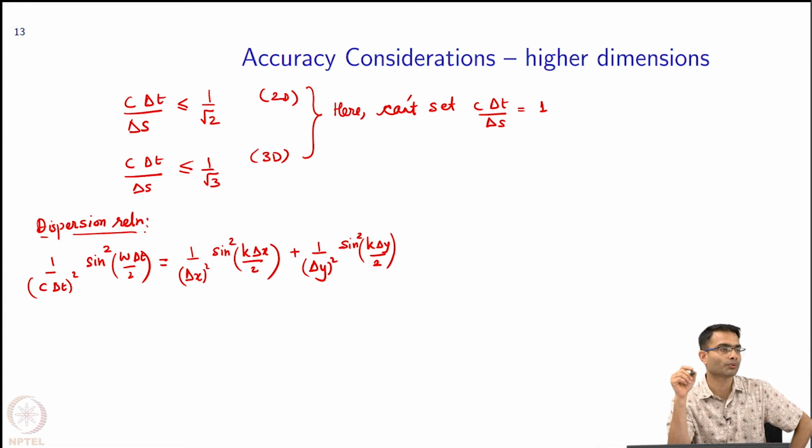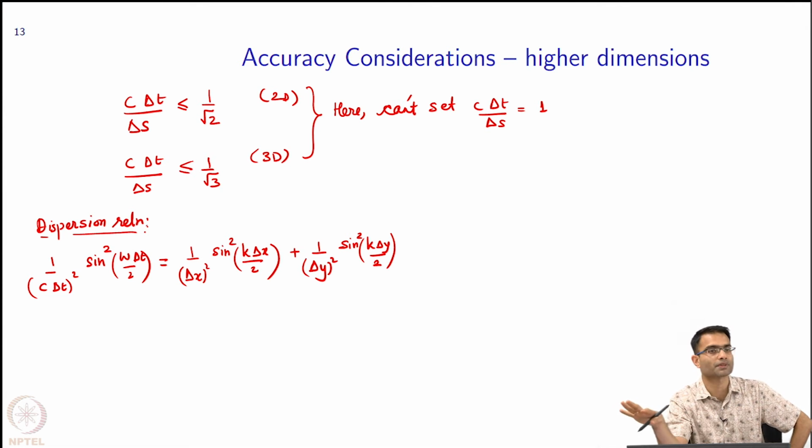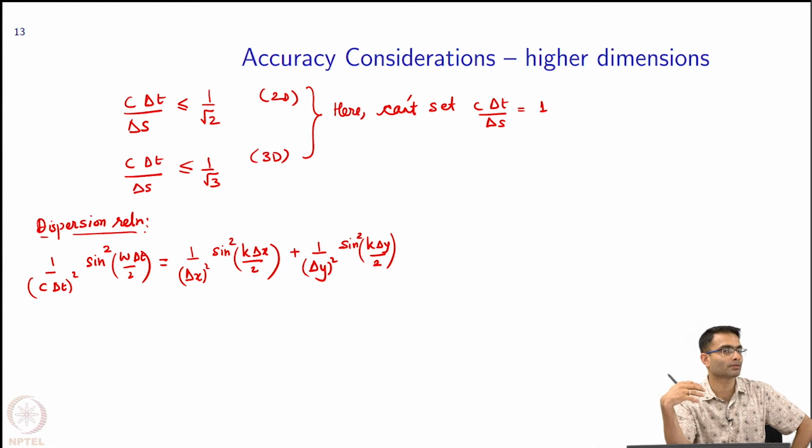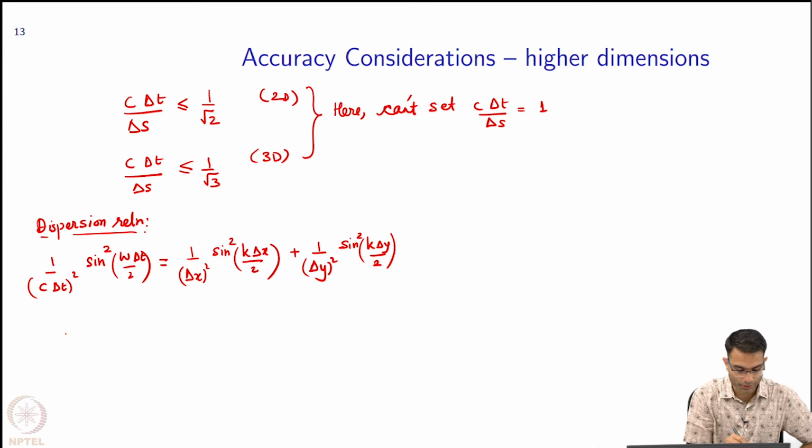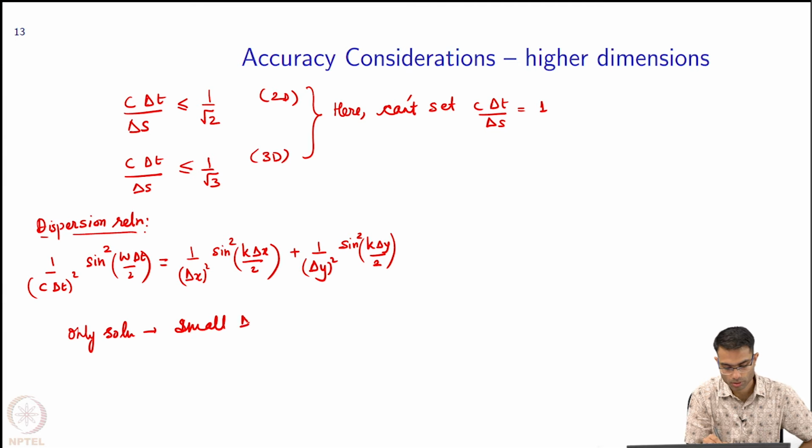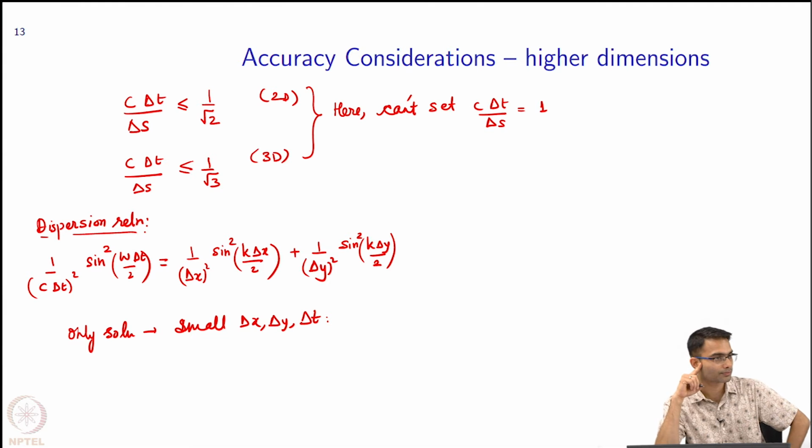Now the same analysis that we did in the previous slide, we would have to repeat it to generate the dispersion diagram over here. What is dispersion? Just the relation between omega and k. Wherever in optics or electromagnetics you hear the word dispersion, it means the relation between frequency and wave vector. So this is a problem. The only solution is small delta x, delta y, delta t. There is no fix to this.